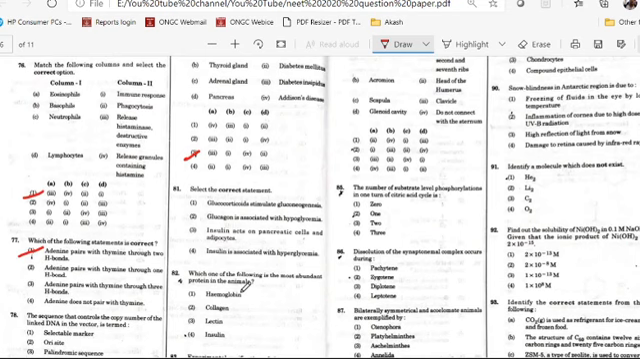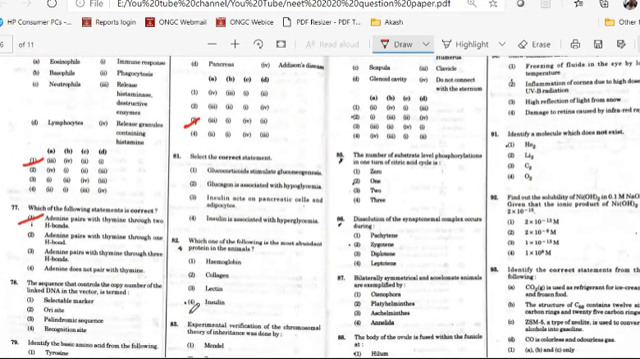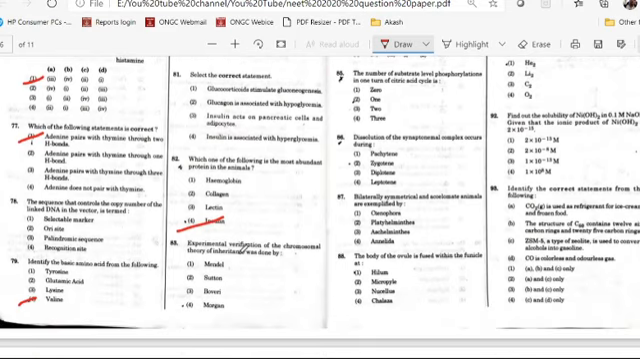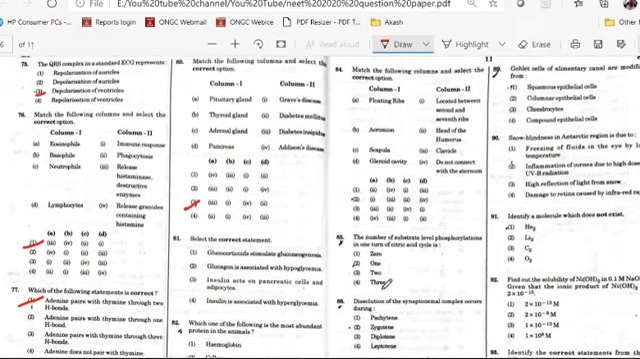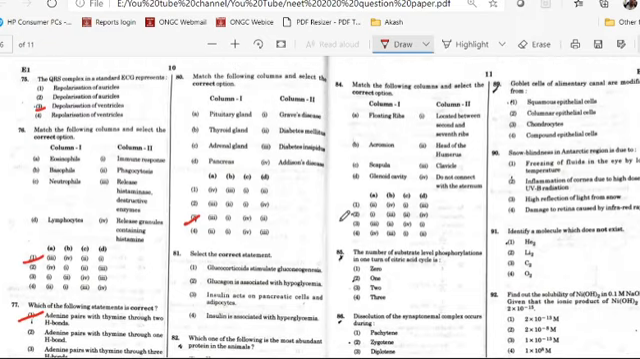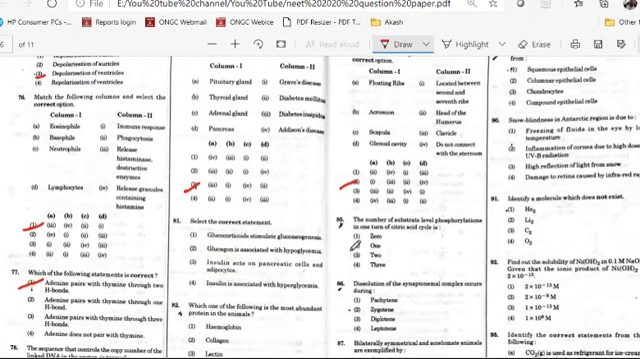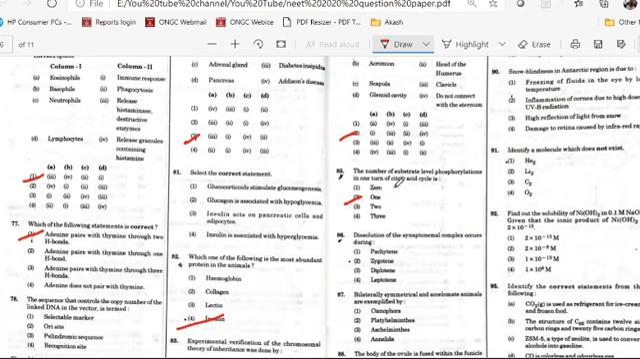In question number 82, the answer is insulin, option number 4. In question number 84, the answer is Morgan, option 4. In question number 85, option 2 is the answer. In question number 85, option 1 is the answer. The question is about the cell, and option 1 is the answer. Option 1 means the answer is option number 2.